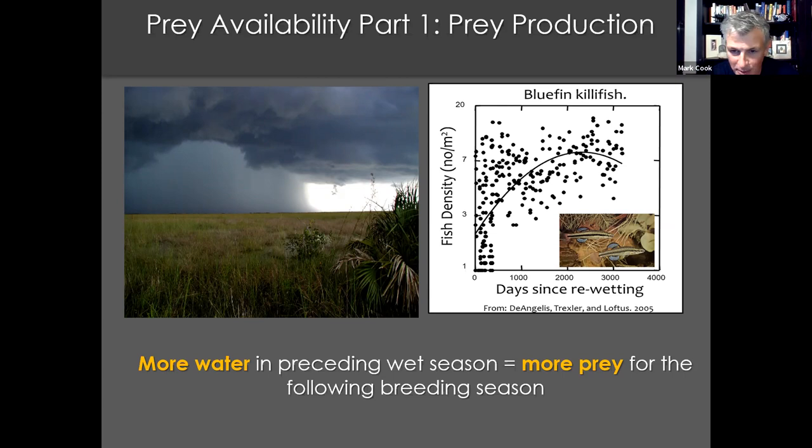Although it does get a little bit more complicated, certain species such as crayfish do need a certain amount of dry down to get rid of the big predatory fishes that can affect their population. So it does get a bit more complicated than that, but basically the more water we have in the system, the better for prey production.